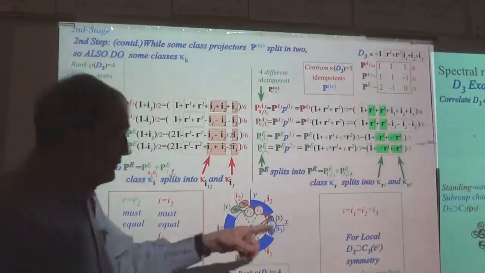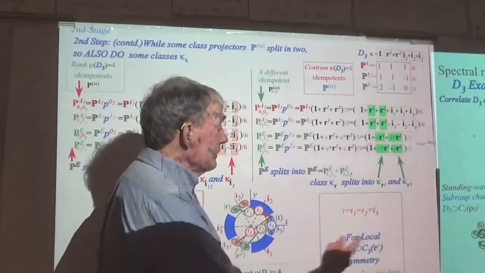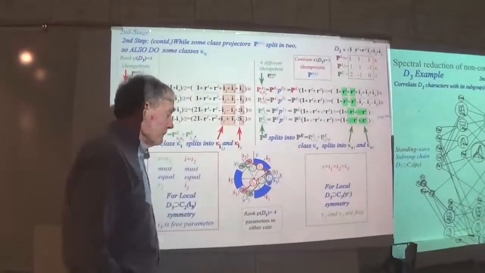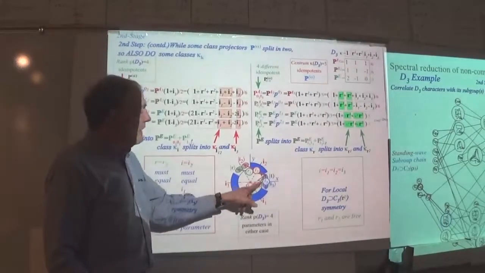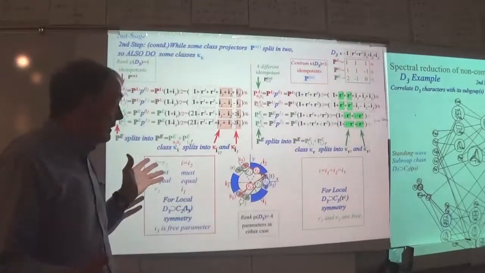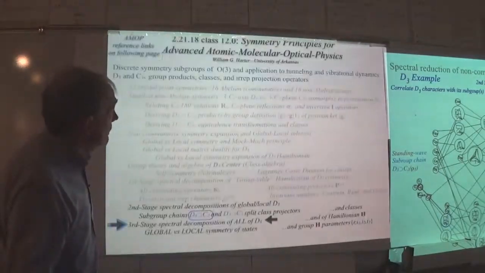But if you want to play this game over here, you make all the I's equal because they're around in a circle, and R1 and R2 can be different. So this is really where you see what sort of parameters can go into this D3 symmetry and still work with the given splittings that we've already done.